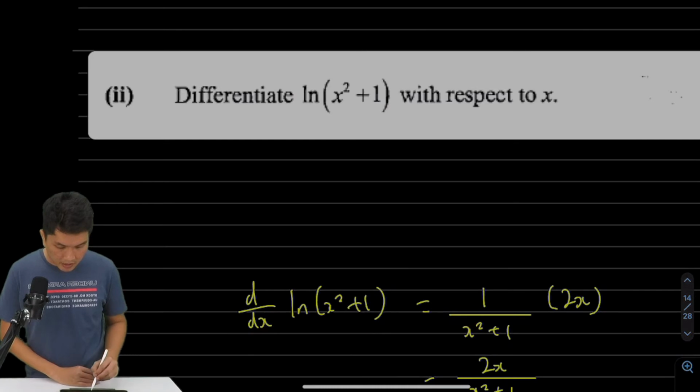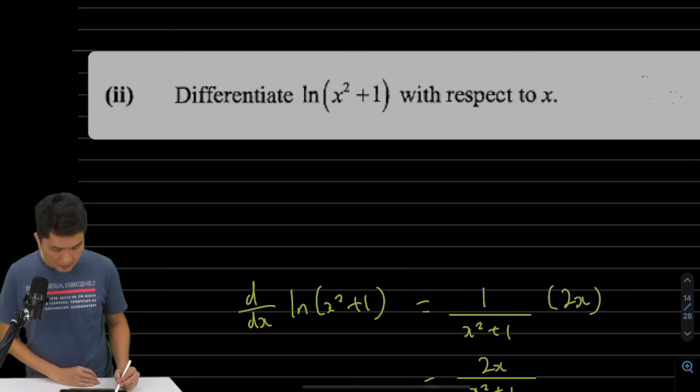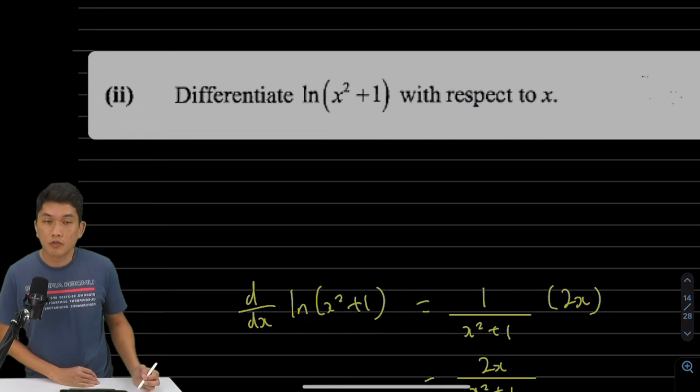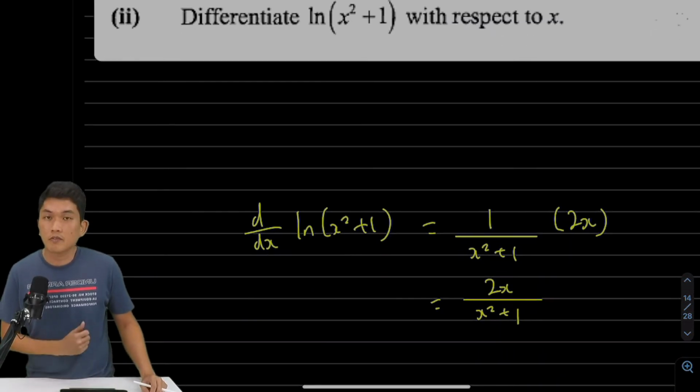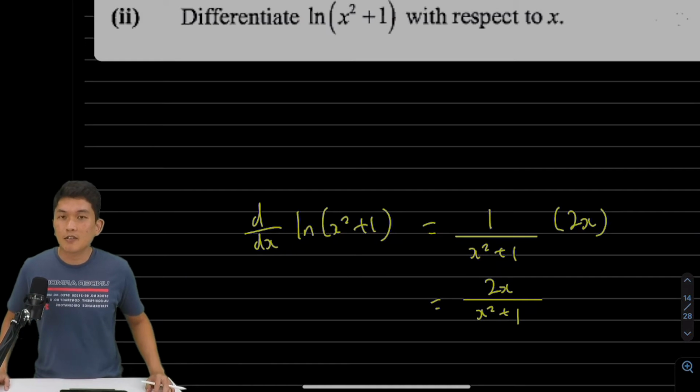The second thing is, next you need to differentiate this. Differentiating x squared plus 1 gives you 2x. So that is 2x times 1 over x squared plus 1. Then you get 2x over x squared plus 1. Nice and easy, 1 mark.